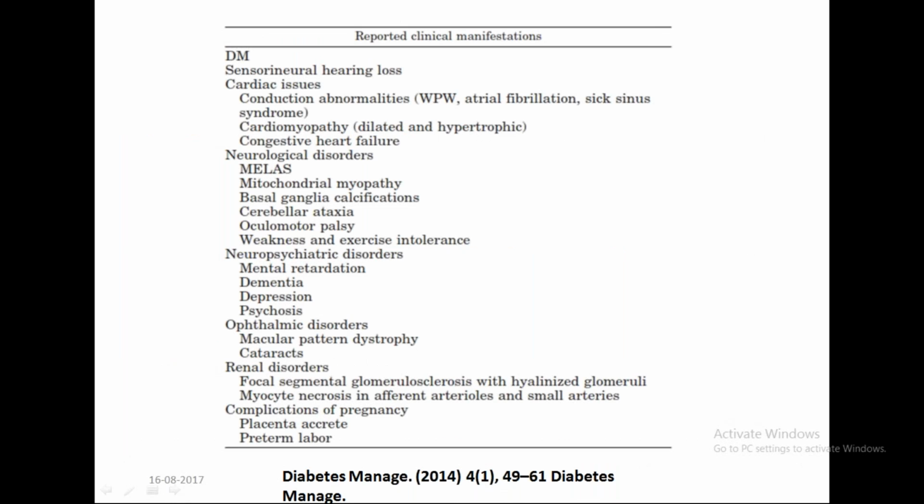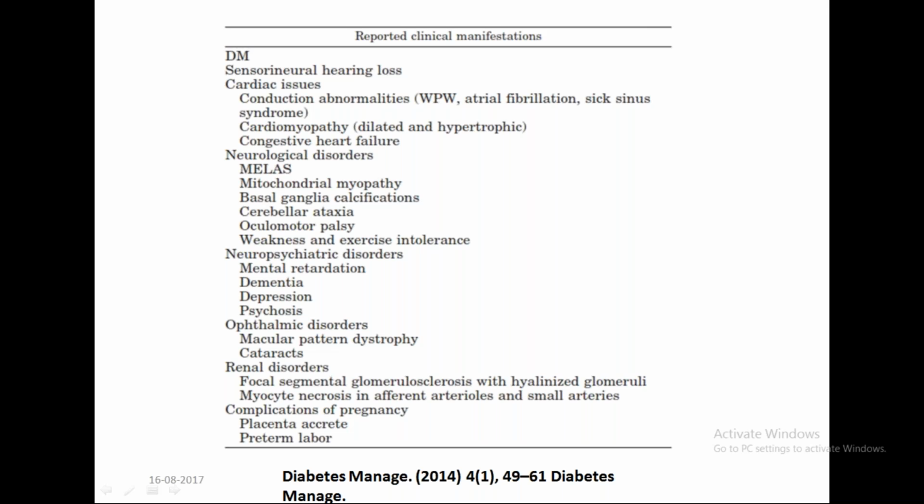Reported clinical manifestations are diabetes, sensorineural hearing loss, and cardiac issues like conduction abnormality in WPW, atrial fibrillation, and sick sinus syndrome. Cardiomyopathy and congestive heart failure can be there. The neurological varieties like MELAS, mitochondrial myopathy, basal ganglia calcification, cerebellar ataxia, oculomotor palsy, weakness and exercise intolerance can be there. Neuropsychiatric disorders like MR, dementia, depression, psychosis can be there.